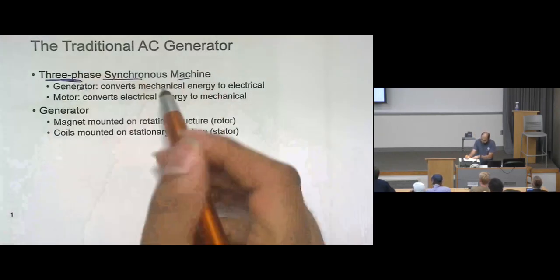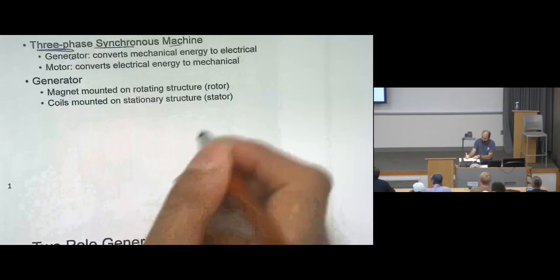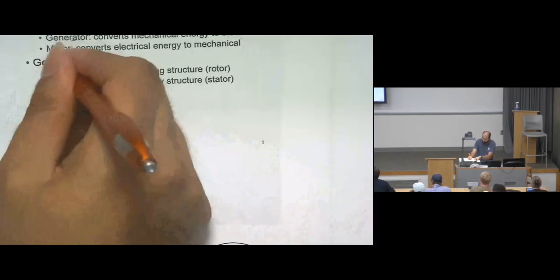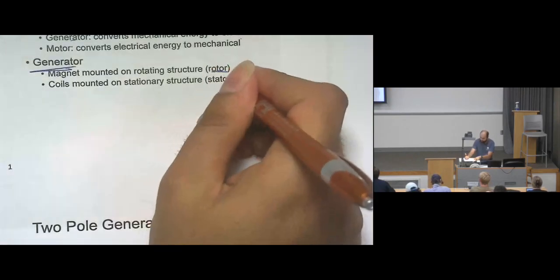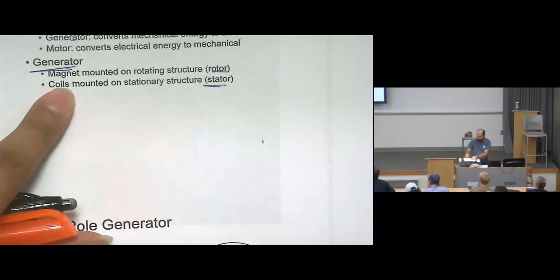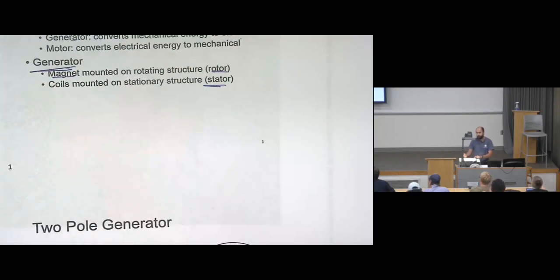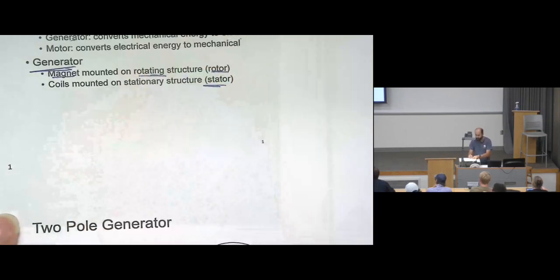A generator converts mechanical energy to electrical. A motor converts electrical energy to mechanical. There are 2 parts to these generators: something we call the rotor, which is the rotating part, and the stator. In this example, the rotor is magnets. Why do the magnets exist? To produce a magnetic field. We need a magnetic field, otherwise we cannot produce electricity, even if there is motion. So the magnet will be in the rotating part, and it will keep rotating.